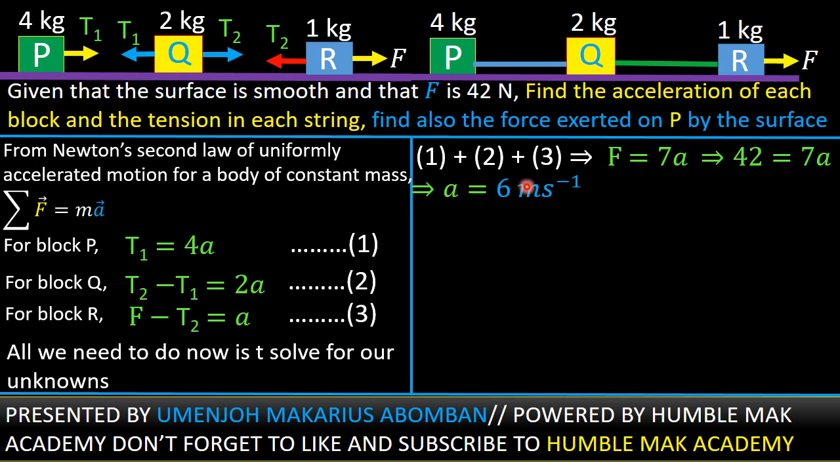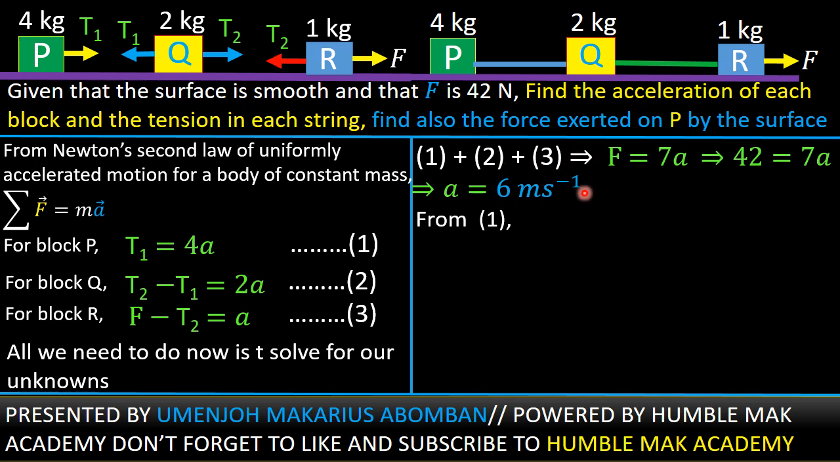All right. So now, since we have the value of the acceleration, we can go ahead to solve for all the tensions. If we examine our equation 1, we'll see that T1 is equal to 4A. But what is our A? Our A is 6 meters per second squared. So please correct this error: here has to be 6 meters per second squared, not per second.